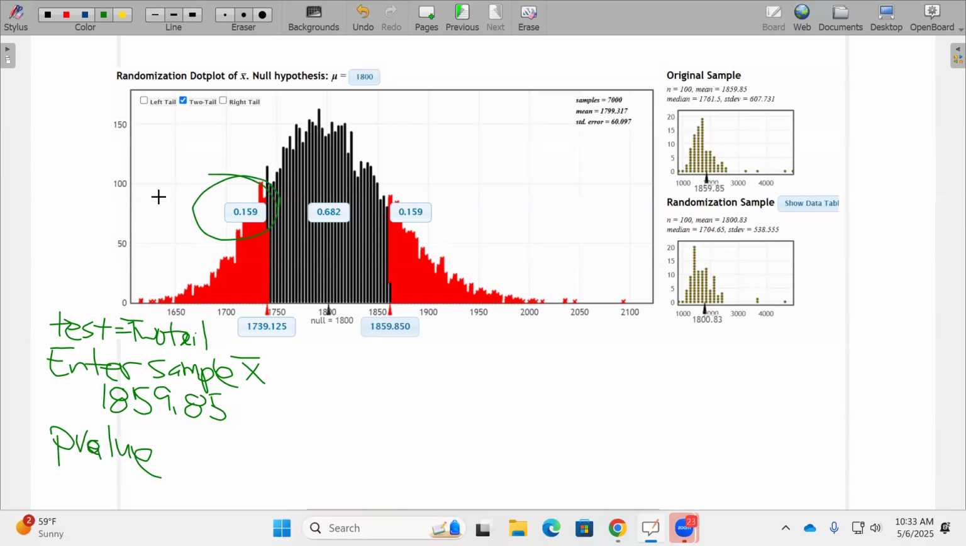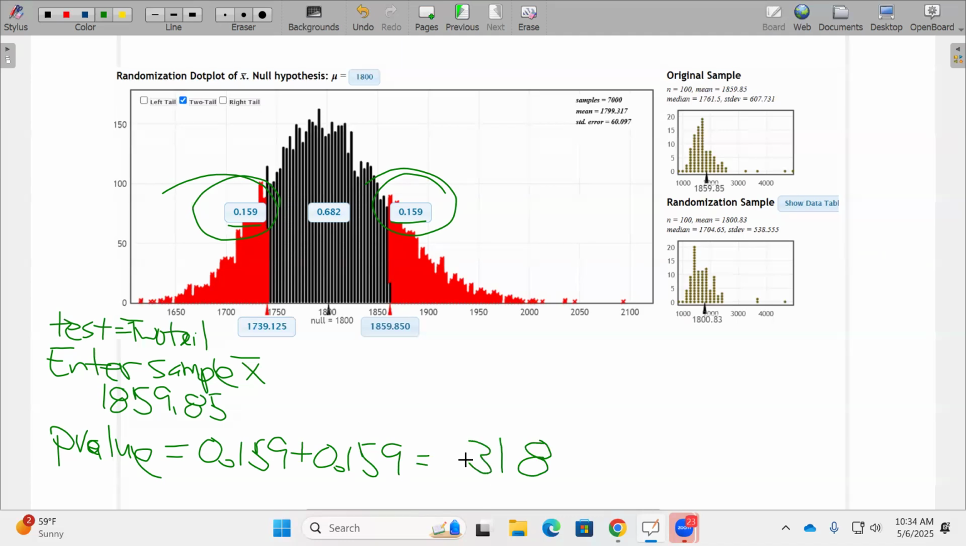The p-value is whatever appears up here by the red zones. If you have a two-tail, there are two red zones, you need both numbers. If it was a left tail, you just have one number up there too, like the first one we did. If it's a right tail, you just have one number. So in this case, my p-value is going to be the sum of those two numbers. So it's going to be 0.159, and they'll usually match pretty close, plus 0.159. All right, adding those up, I'm going to get an 8 and a 1 and a 3. So I'm getting 0.318 when I add those two numbers together.